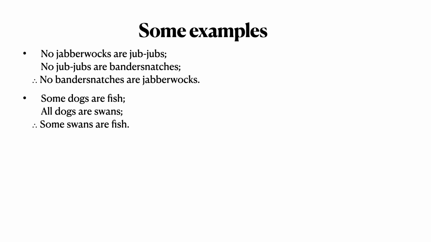But wait, you say, dogs aren't fish, dogs aren't swans, and swans aren't fish. All three of these are false. Both premises are false, and the conclusion is false. Yes, that's right. And yet the inference is valid. So there's a problem with the argument. It's unsound. It's definitely unsound.